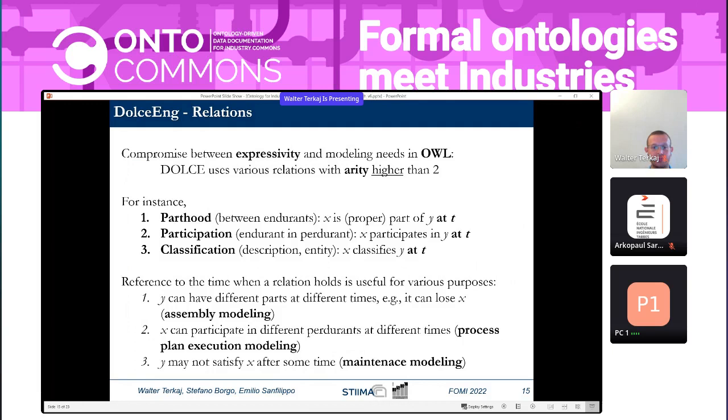So for instance, if we have parthood between objects, we say that X is part of Y at a certain time. The same for participation, we say that an entity participates in a process at a certain time, and classification, where your entity satisfies a design requirement at a certain time again. From an engineering point of view, reference to time plays a fundamental role. For instance, in assembly modeling, because objects can change. You can host different components at different times.